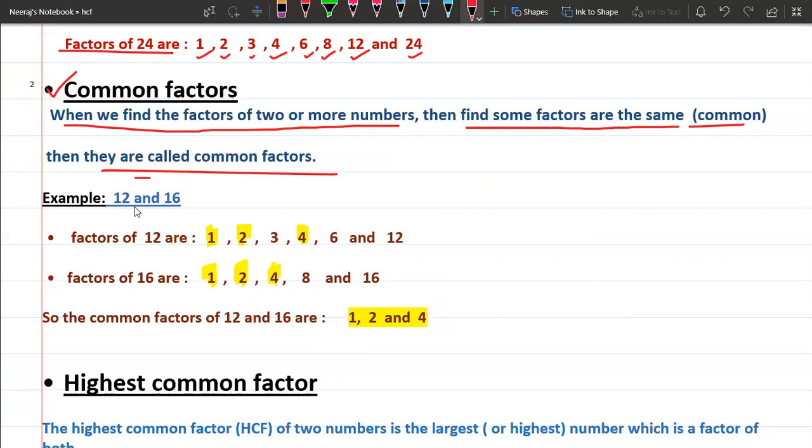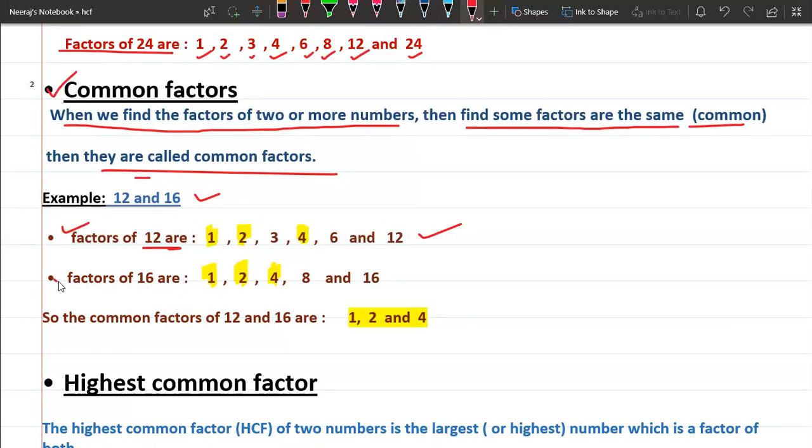I'm taking the example of 12 and 16. We have already learned how to find the factors. Firstly, we will find the factors of 12, the numbers that exactly divide 12. That's why these are the factors of 12. 1 exactly divides 12, so 1 is a factor of 12. 2 exactly divides 12, so 2 is a factor of 12. In the same way, 3, 4, 6, and 12 are the factors of 12. So we will write it in this way.